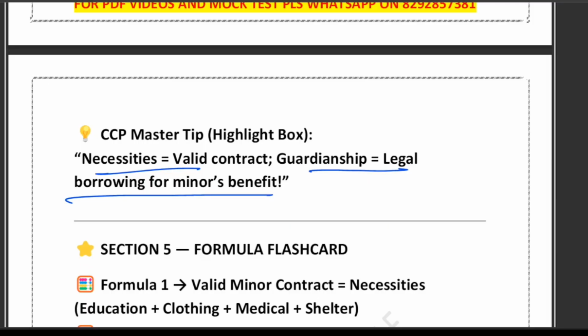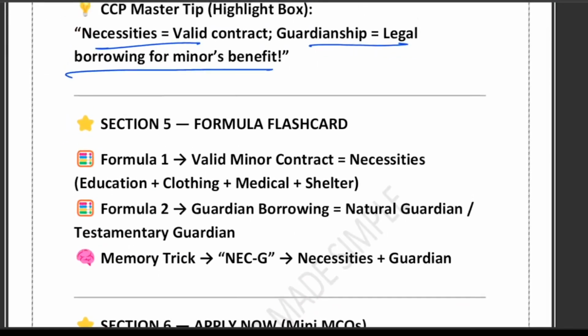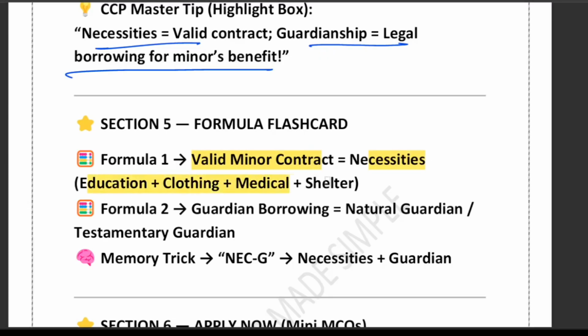Now, friends, some key rules which we have covered: valid minor contract includes necessity, and guardian borrowing, natural guardian or testamentary guardian, both of them can borrow. So guardian can borrow on the behalf of minor as per the personal law. And who are guardians? Just now I told you. Now, friends, let's do some MCQs.